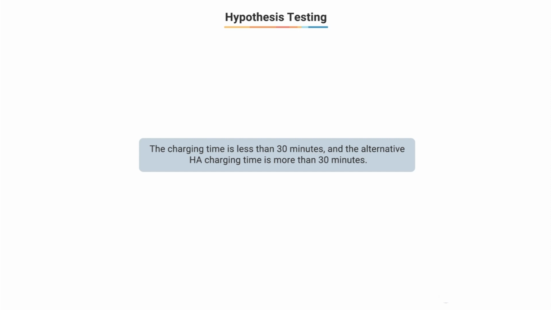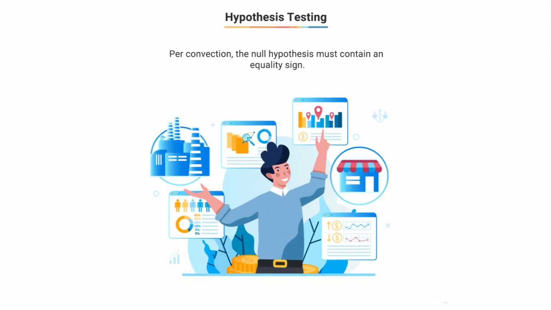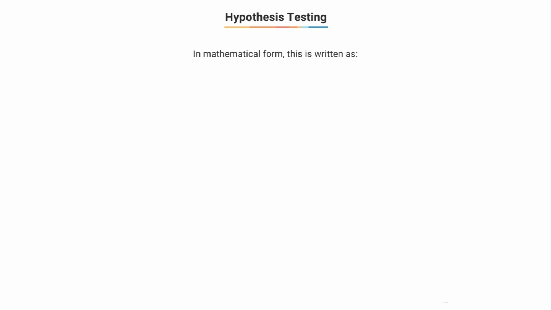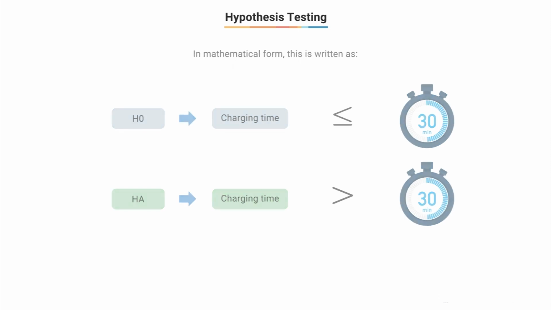Now, when we write this mathematically, one of these events must contain the equality sign, else these events will not be complement events anymore. Hence, the general rule that is followed by all statisticians is that the null hypothesis always contains the equality sign. So when writing this in the mathematical form, we can write it as H0: charging time is less than or equal to 30 minutes and HA: charging time greater than 30 minutes.